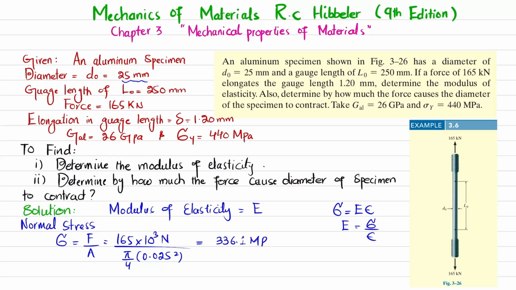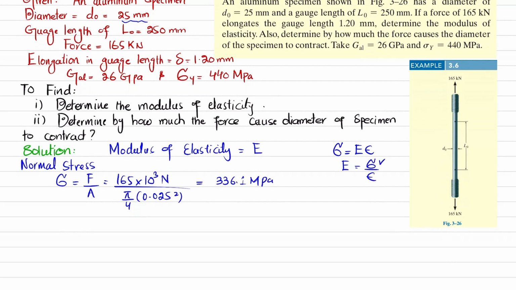Now we will find the strain. We know that strain is equal to change in length over original length. So the change in length is 1.20 millimeter. I will write 1.20 millimeter divided by original length, which is 250 millimeter. When you solve this, you will get 0.00480, and it will be either dimensionless or you can also write it as millimeter per millimeter. Clear? Now we have both these values, so put them in this equation.